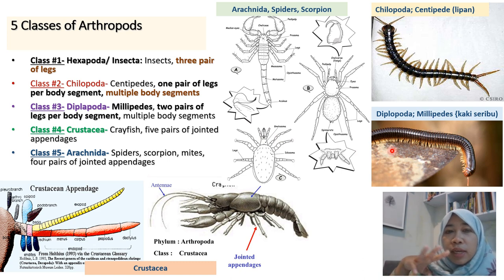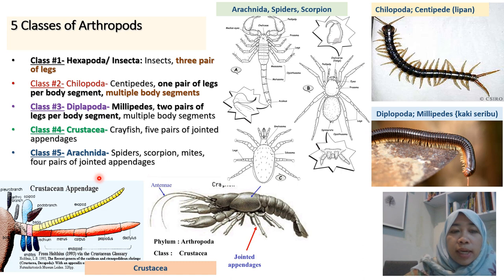Insecta have three body segments, three main parts of the body, and have several segments. Coelopod, this one, has one pair of legs, diplopod two pairs of legs, and then crustacean, for example crayfish, has 5 pairs of jointed appendages, 5 pairs.